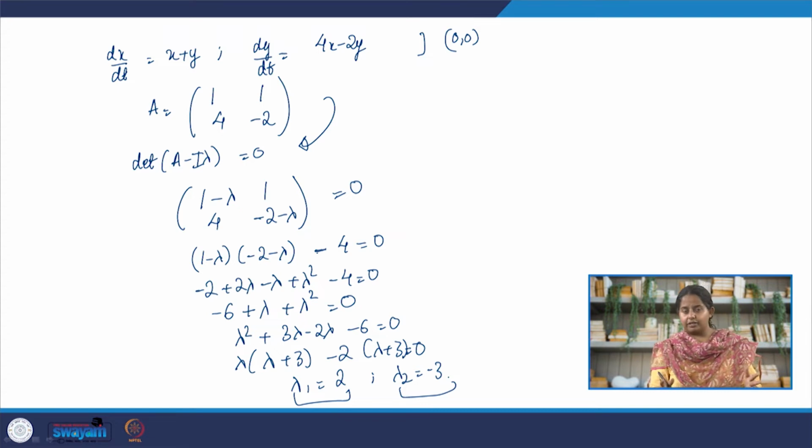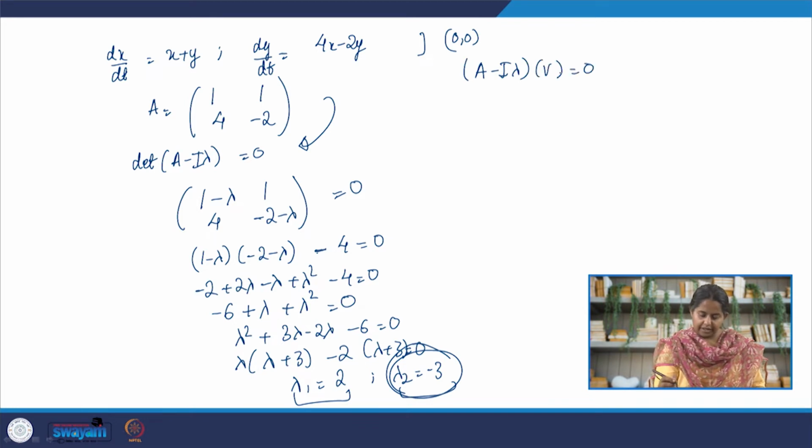In one eigenvector direction, the flow of the trajectories will be away from the fixed point (0, 0), and in the eigenvector corresponding to lambda 2, the flow will be towards the fixed point. So, we are going to get a saddle node. Now, let us find out the eigenvectors. To find the eigenvectors, we are going to do this.